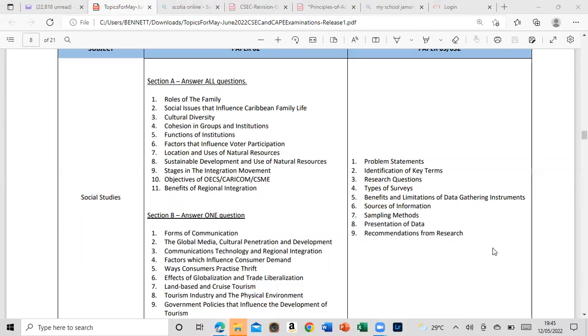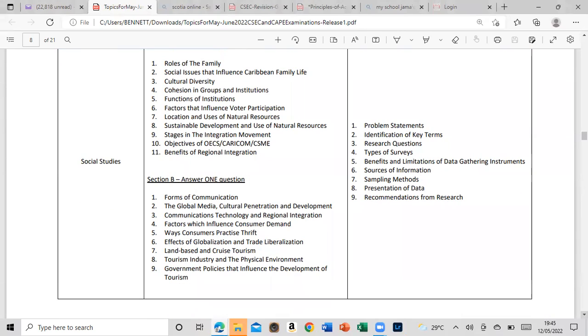All right. Section B, answer only one of the questions. Forms of communication. So you must know different forms of communication. Global media, cultural penetration and development, communications technology and regional integration, factors which influence consumer demand, ways of consumer practice, effects of globalization and trade liberalization, land-based and cruise tourism, tourism industry and physical environment, government policies that influence the development of tourism. And you know, the Caribbean depends a lot on tourism.